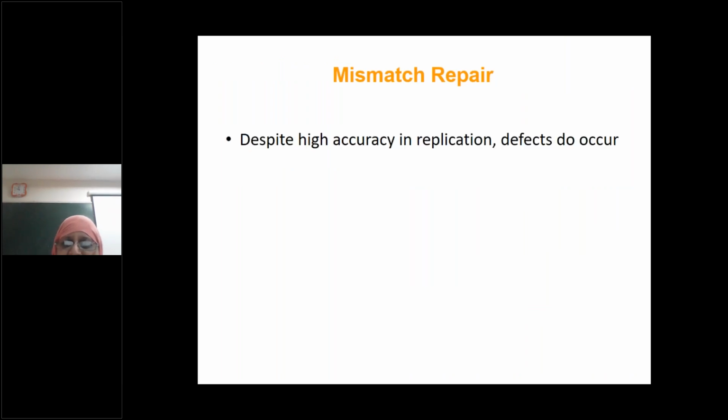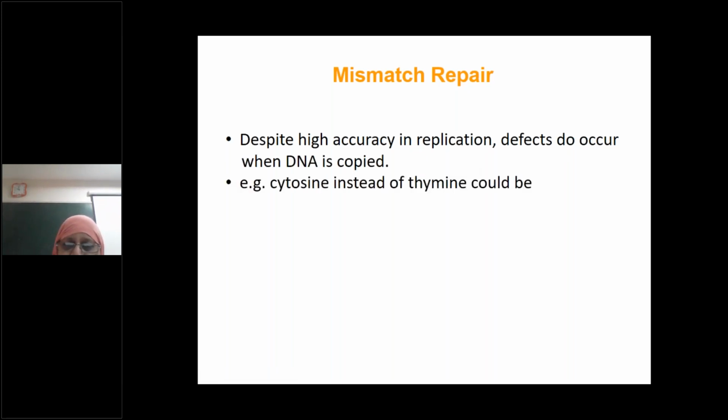Then mismatch repair occurs mainly during replication. Despite the high accuracy and fidelity of replication maintained by the DNA polymerase, defects do occur when the DNA is copied. Here is an example where cytosine instead of thymine could be incorporated opposite to adenine. The base pairing rule is always maintained in DNA, so the complementary base pair for adenine will be thymine, but this thymine may be replaced by cytosine.